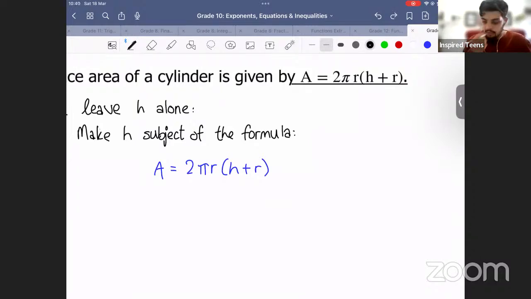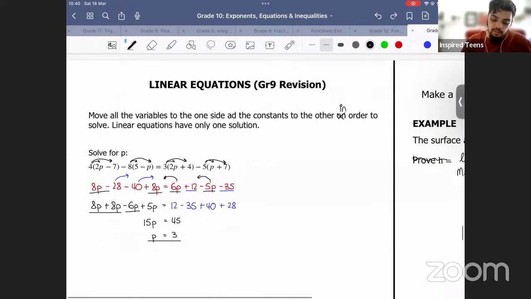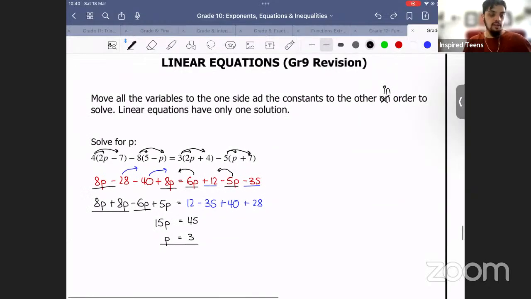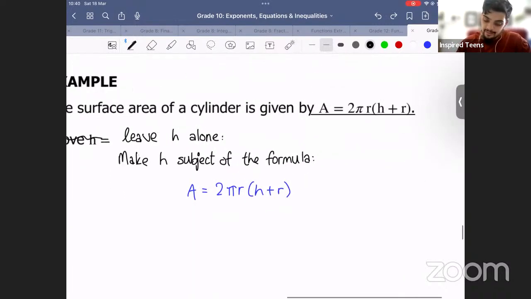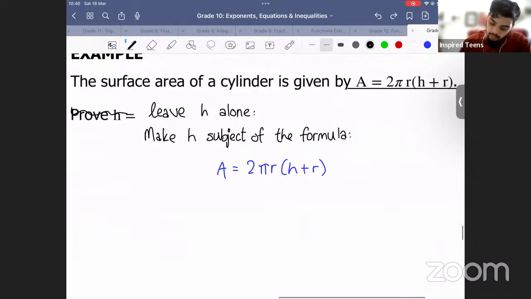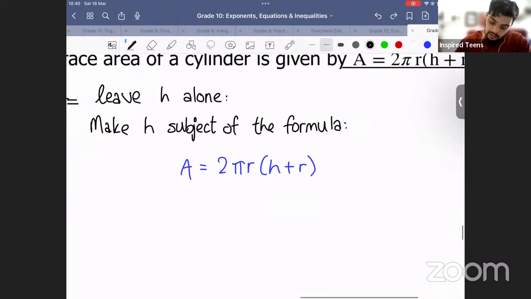So that's why we took revision of linear equations, because remember, when we take something over to the other side of the equation, we do the inverse operation. If it's plus on the left and we want to take it to the right, we minus. If it's multiplication, we divide. If it's division, we multiply. If it's addition, we subtract. If it's subtraction, we add.